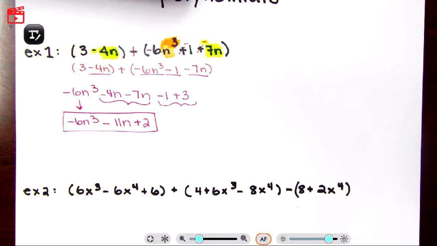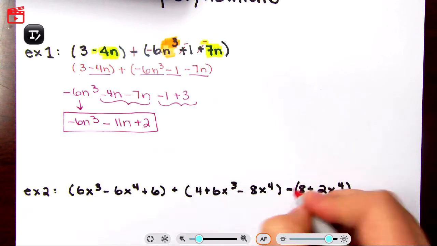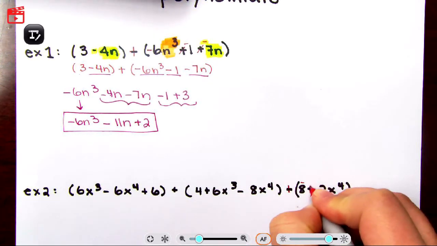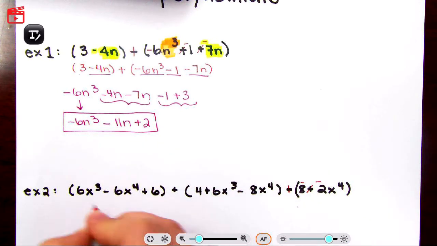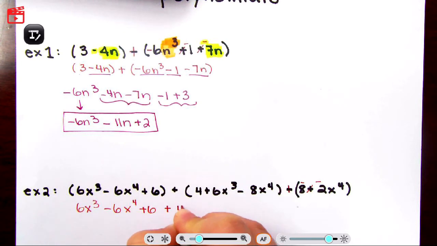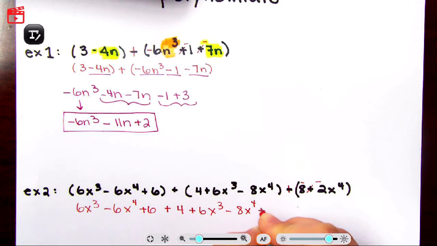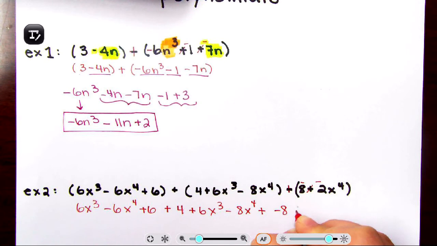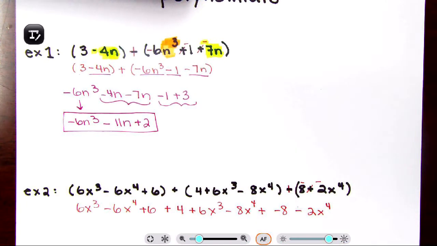All right, let's do this side. This time we have 3 bubbles. So this one is addition, this one is subtraction. So immediately when I see a subtraction, I'm going to undo that by making it addition and changing the signs on my terms here. So now I have 6x cubed minus 6x to the 4th plus 6 plus 4 plus 6x cubed minus 8x to the 4th plus a negative 8 minus 2x to the 4th.